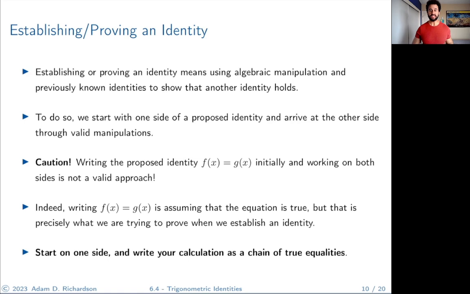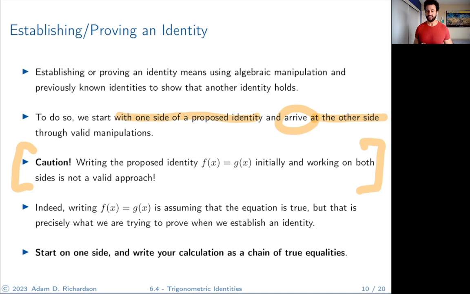All right, so now how do we establish or prove an identity? So what does it mean? Establishing or proving an identity means using algebraic manipulations and previously known identities to show that a new identity holds. So how do you do it? Well, you start with one side of a proposed identity and arrive at the other side through valid algebraic manipulations of the expression. And I'll emphasize this as we go along, because this is one of the biggest issues.